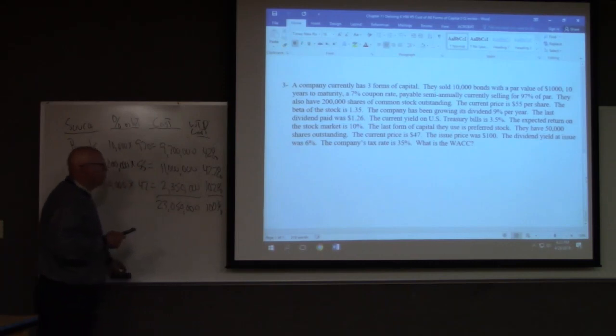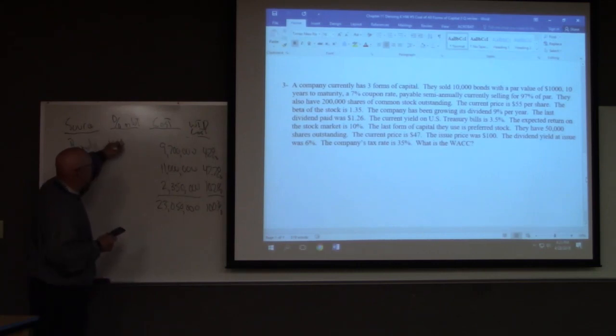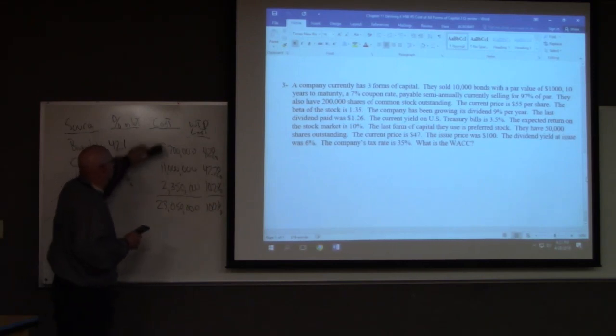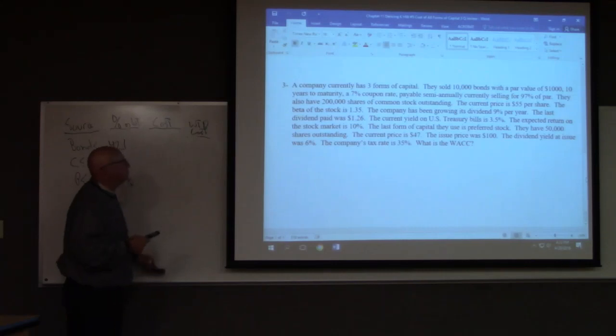All right, everybody see that? Those are our weights. Let's go ahead and erase this. And we got 42%, 47.7%. This is actually like 42.1%. We'll go ahead and add that. And then 10.2%. All right. So now let's do our cost.